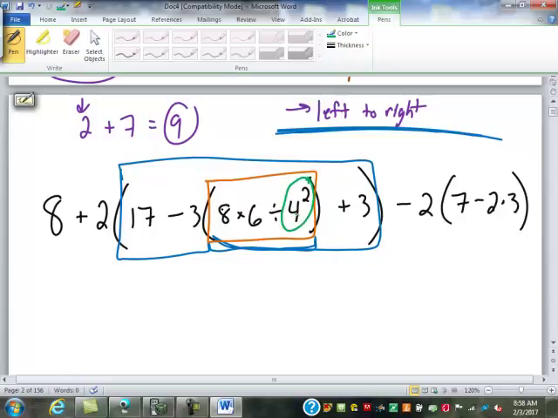Yeah, 4 to the power 2, or 4 squared, so that is 16. So we replace the 4 squared with 16. Nothing else changes.